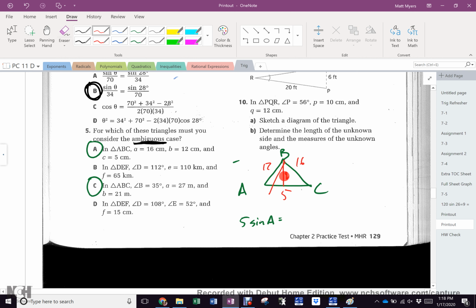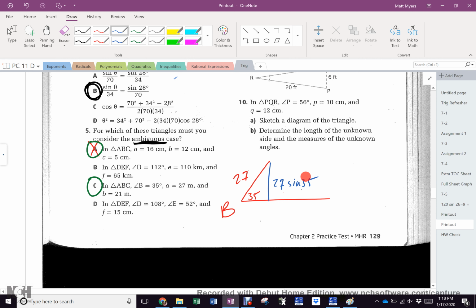So let's check C. Angle B is 35. A is 27. And the other side of B is 21. So this, Q, would be 27 sine 35, which you could check with your calculator is what? 15. So that's 15, right? The other side is 21. Is 21 longer than 15? Is it shorter than 27? So it could go there or there. So it was C for the correct answer here.